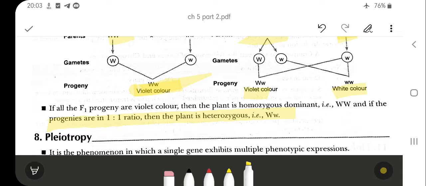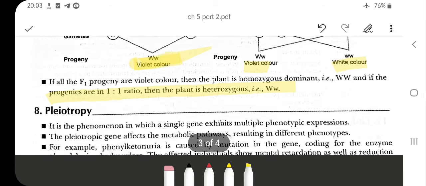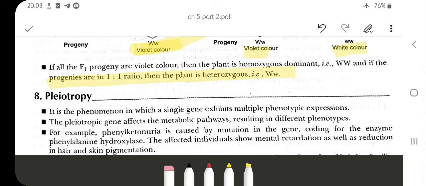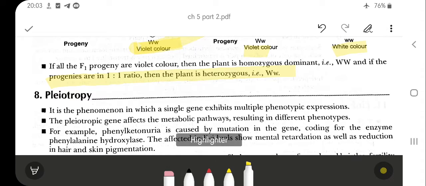The next, very simple, is pleiotropy. So what do you mean by pleiotropy? Pleiotropy is the phenomenon in which a single gene exhibits multiple phenotypic expressions. Basically, we said one gene is controlled by one factor, but if a single gene is controlling more than one factor, more than one phenotypic expression, such a gene is known as pleiotropic, or pleiotropy.